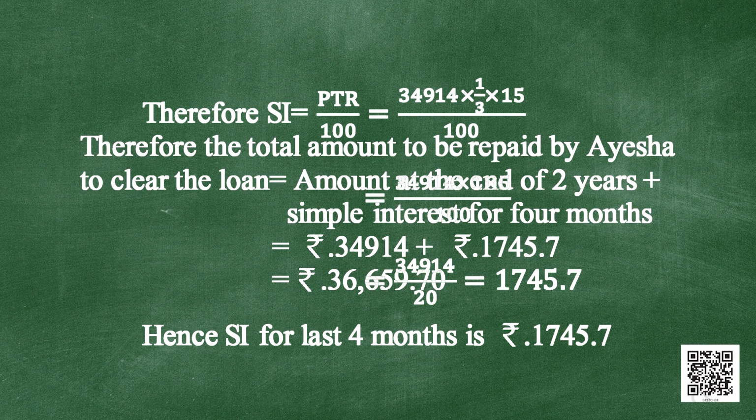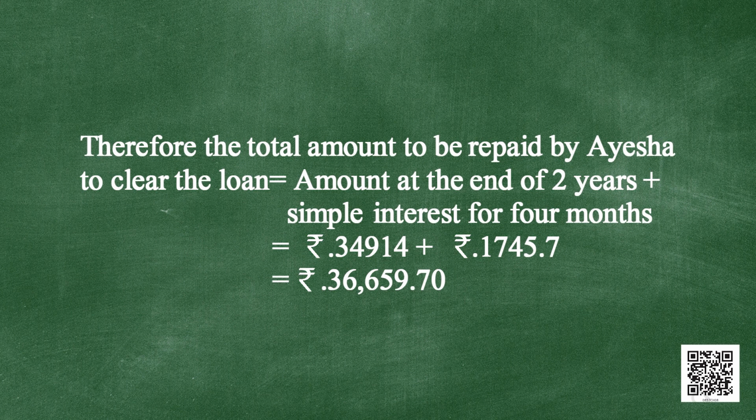Therefore, the total amount to be repaid by Aisha to clear the loan is amount at the end of 2 years plus simple interest for the 4 months, that is equal to rupees 34,914 plus rupees 1,745.7, that is equal to rupees 36,659.7. Students, in the previous problem, it was mentioned that at the rate of 15% per annum compounded yearly.